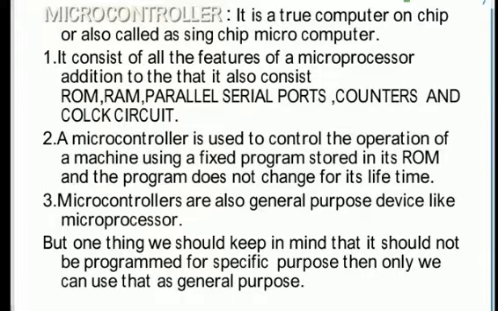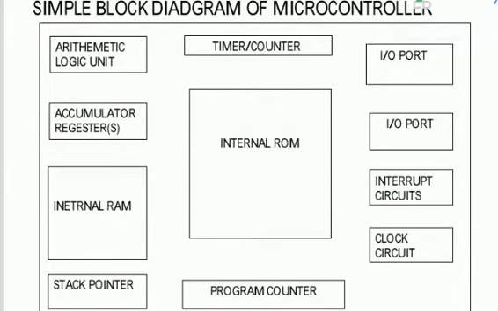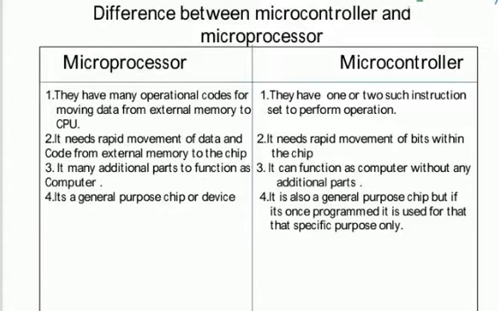This block diagram shows you the primary elements of a microcontroller. It consists of ALU, accumulator, internal RAM, stack pointer, program counter, internal ROM, timer and counter circuits, input-output ports, serial and parallel, interrupt circuits and clock circuits. Let us look at the difference between a microcontroller and a microprocessor. There is a lot of difference between these two.